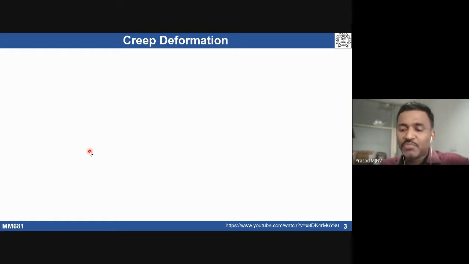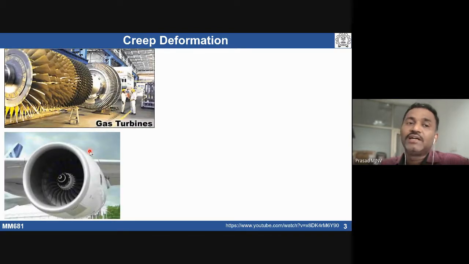So the third example, and I think the most important from an engineering point of view, is the gas turbine. If you see gas turbines, we have turbine blades. These turbine blades are used in gas turbines, what we simply call jets. They can be used for jet engines, and can also be used for power generation.